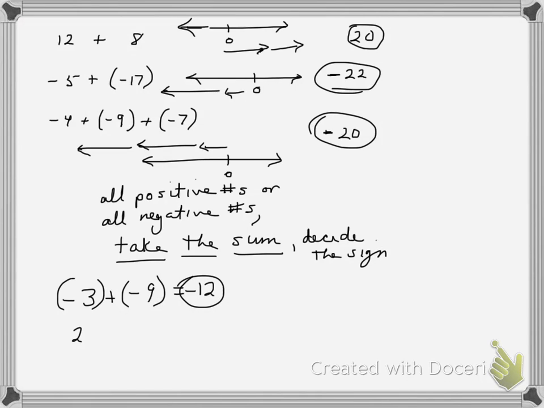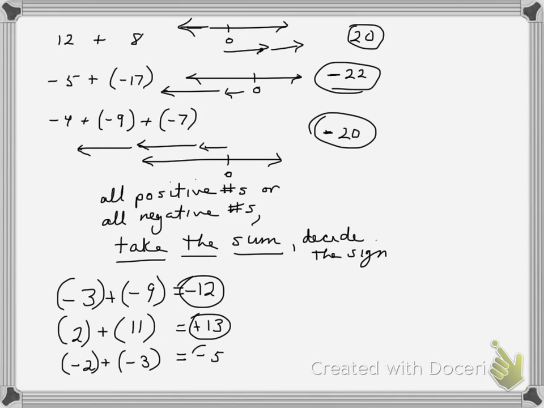If I have 2 plus 11, they're both positive. They're the same sign that I'm adding. The sum of 11 and 2 is 13, and I decide the sign, which will be positive. Negative 2 plus negative 3, the same sign. What is the sum of 2 and 3? They're going in the same direction, so I add 2 and 3 together, and I decide the sign.